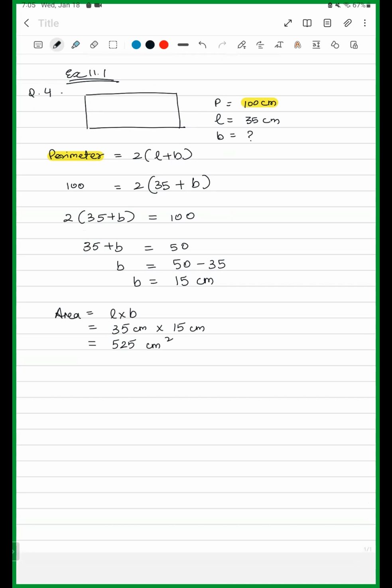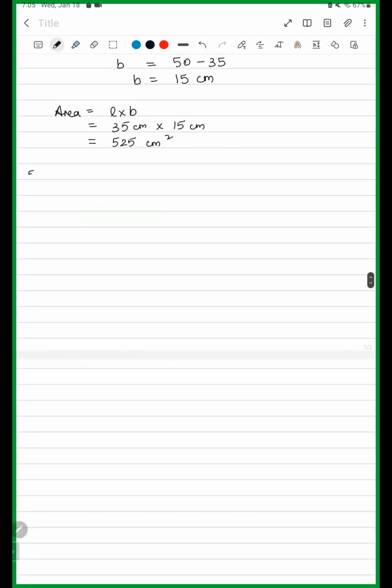Question number 5. The area of a square park is the same as that of a rectangular park if the side of the square park is 60 meters and the length of the rectangular park is 90 meters. Find the breadth of the rectangular park. So the side is 60 meters, the length is 90 meters over here, and you don't know the B. Okay, they are saying they have the same area.